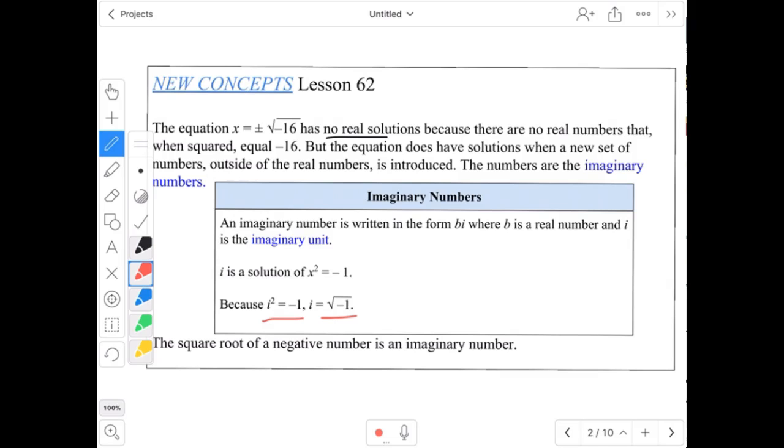i equals the square root of negative 1, so anytime we see a negative square root, we will replace that with i. Anytime we have a negative 1, we can replace that with i squared, or anytime we have i squared, we can replace that with negative 1. So the square root of a negative number is an imaginary number.